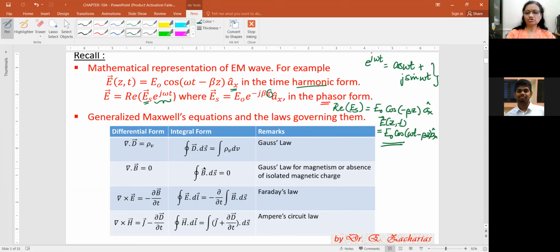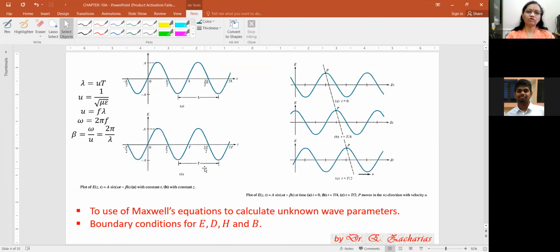Now, the next thing that you should remember will be your Maxwell's equation. So again and again, I don't want to repeat that. Maxwell's equation in the differential form and the integral form, you should be familiar with. Now, going ahead, what are the other things you should know? You should know to use Maxwell's equation to calculate unknown parameters, which you have done in chapter number 9. Then you should remember the boundary conditions that you had written for electric field and magnetic field. Of course, that you have studied in detail in the previous chapters.